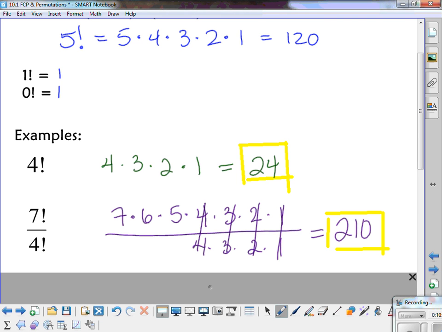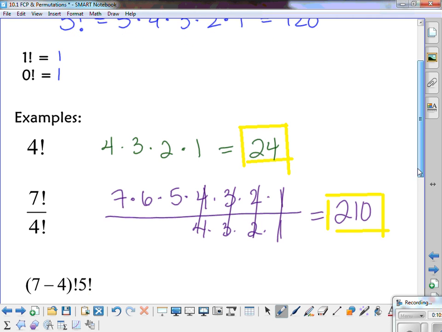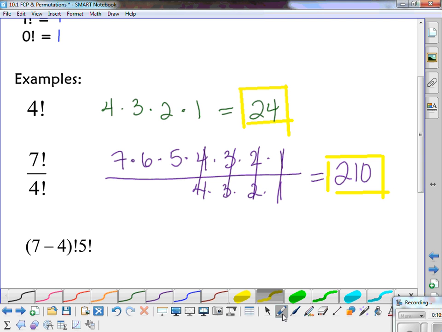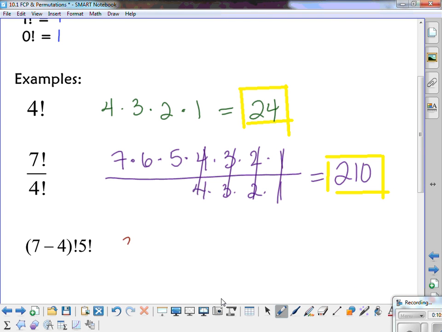Okay, and then one more. You still use the order of operations, so if you have something in parentheses, simplify what's in the parentheses first. So 7 minus 4 is 3. So really what that is is 3 factorial times 5 factorial. And so that's 3 times 2 times 1 times 5 times 4 times 3 times 2 times 1. And we've actually already figured those two out, haven't we? That was 6, and this was 120, wasn't it? So that's 720.